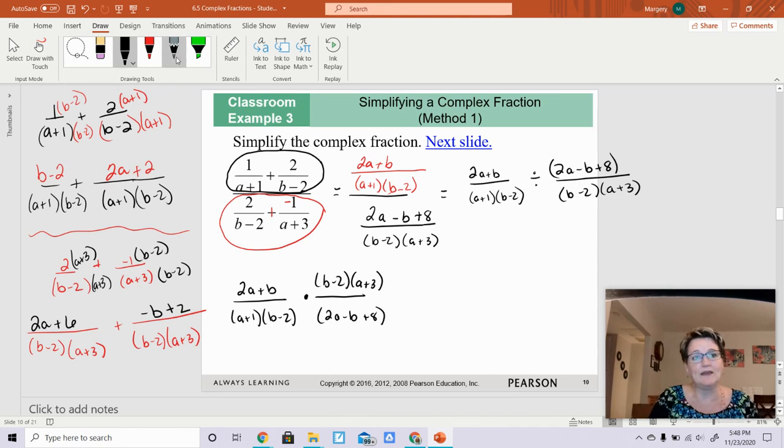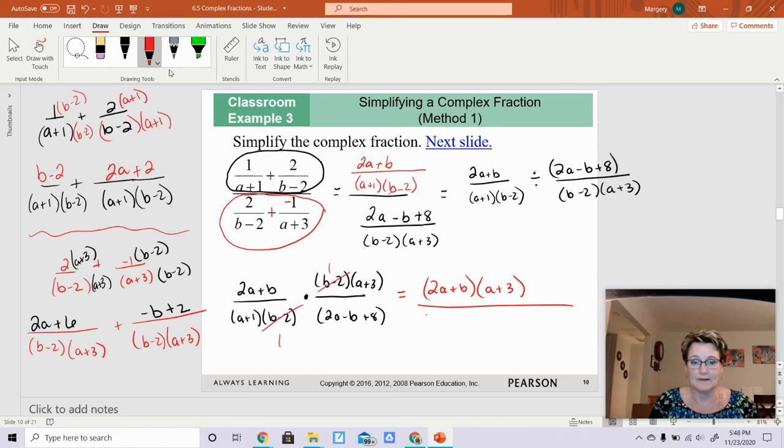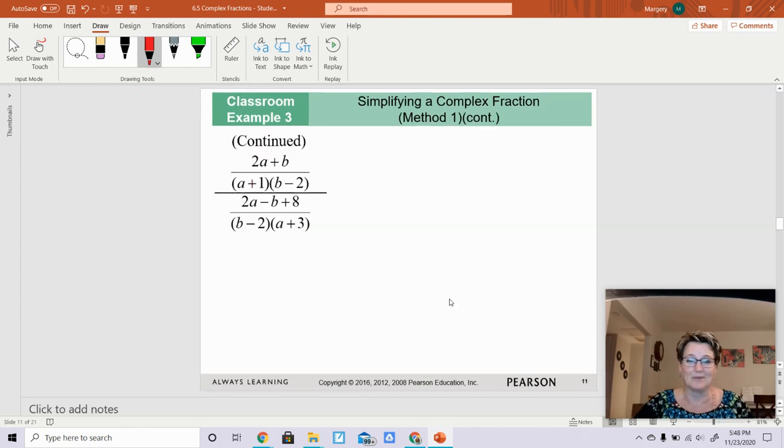All right. So if you can cancel something out, you do so. The b minus 2's cancel out. There's absolutely nothing else you can cancel out. So your answer is going to be 2a plus b times 3a plus 3 all over a plus 1 times 2a minus b plus 8. And that is it. Can't do anything else. Wow, that's a lot of work for one problem.